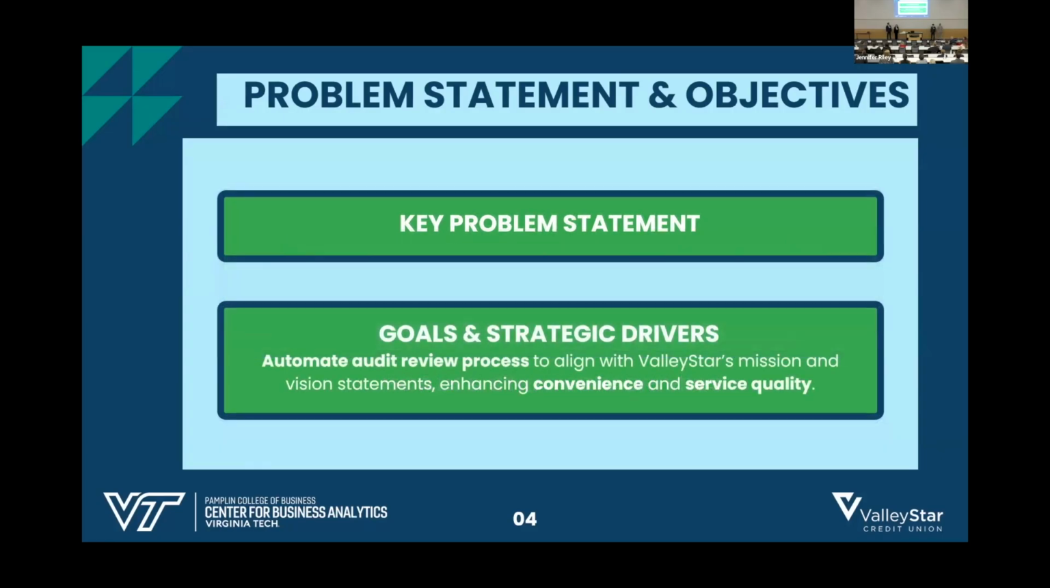From this problem statement, our main goal for this project was to automate Valley Star's audit review process to reduce the potential for errors and also to improve our strategic drivers, enhancing convenience and overall service quality. I will now pass it on to Will to discuss our solution method.